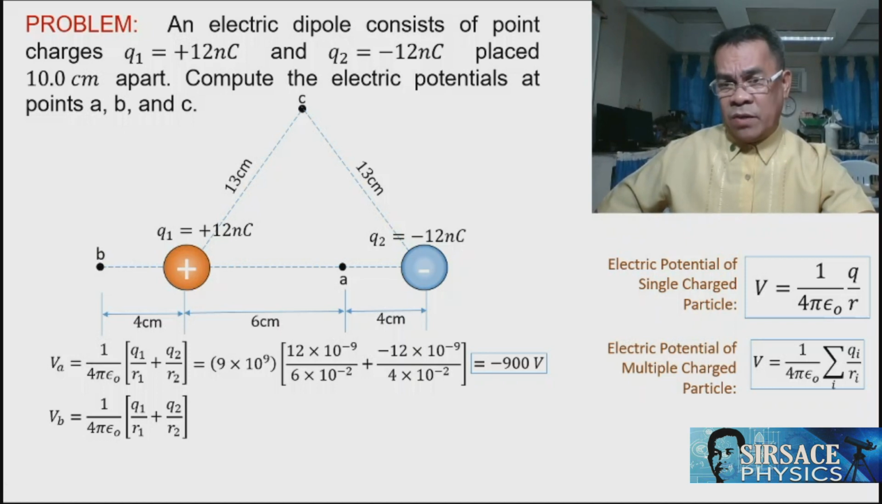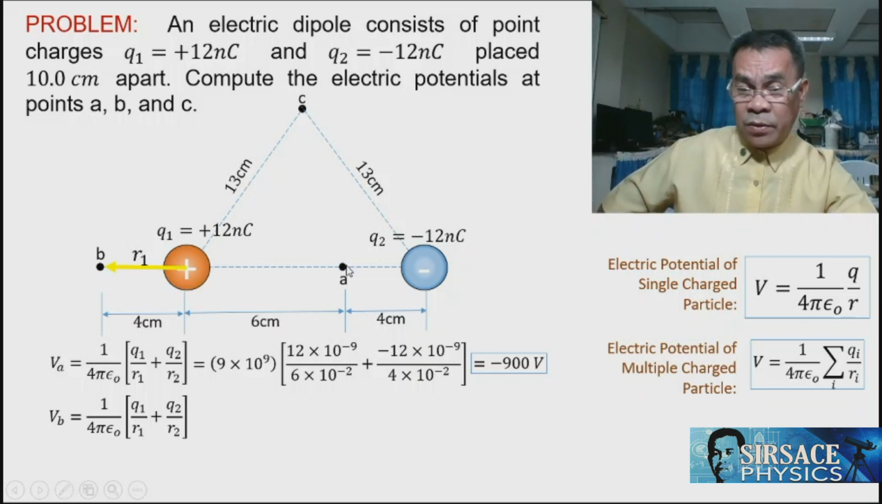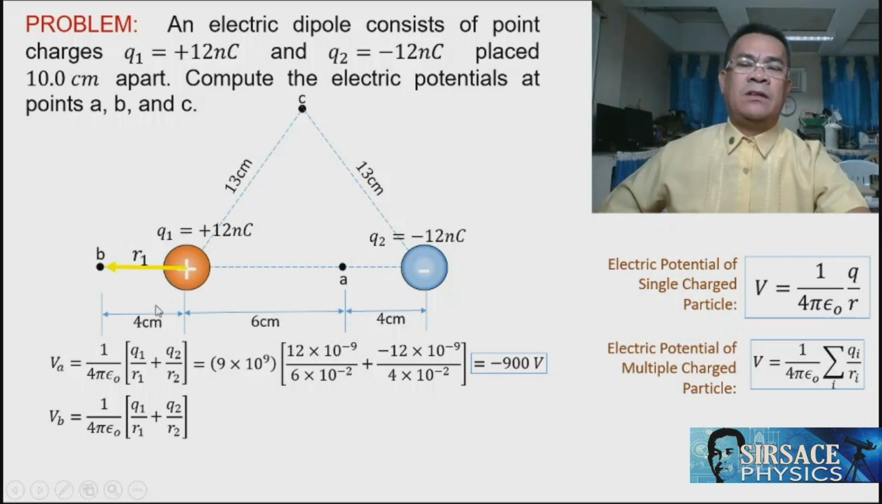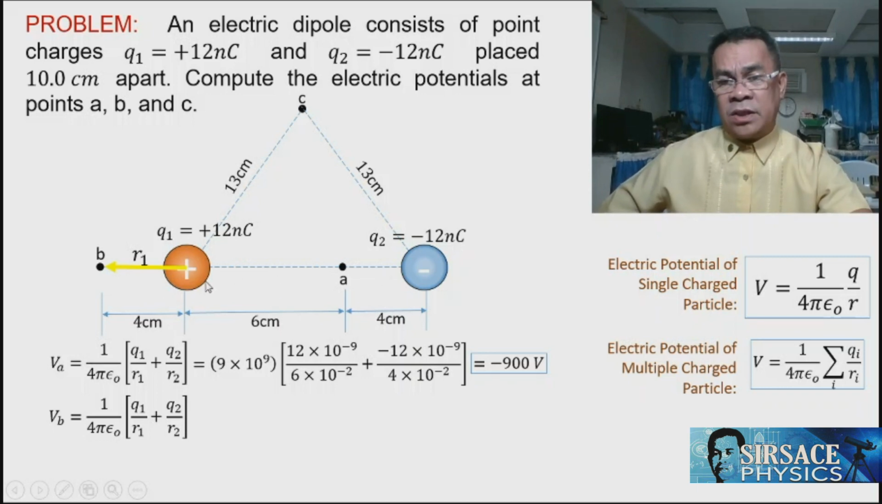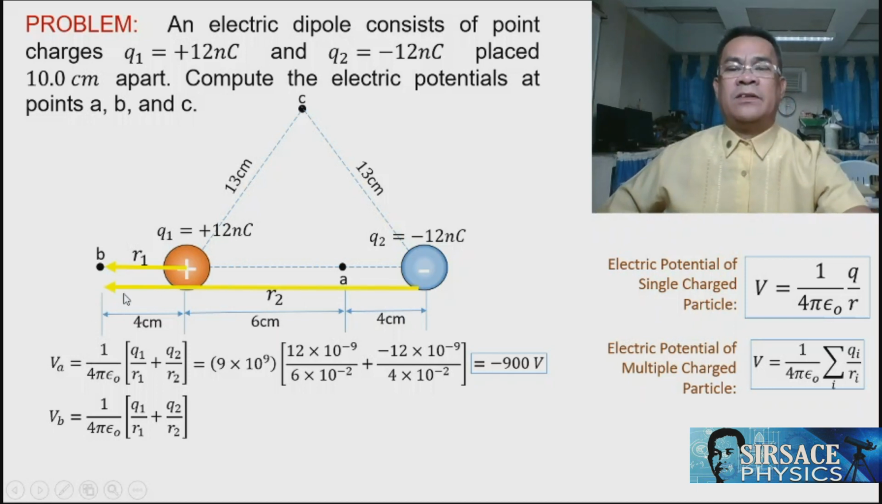So where is R1 of Q1? The answer is, it is coming from the center towards this point. This is your R1, which means it is 4 cm. Previously this was 6, and now from this point going to this point is 4 centimeters. Now, where's your R2? R2 is the distance of charge 2 towards the point of interest. It is coming from the center of the charge, moving straight towards B. So this is the R2.